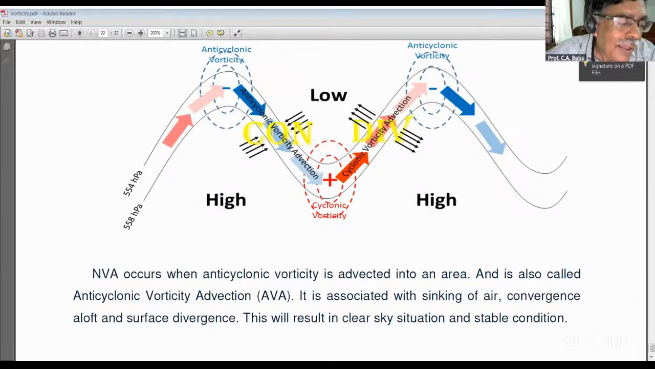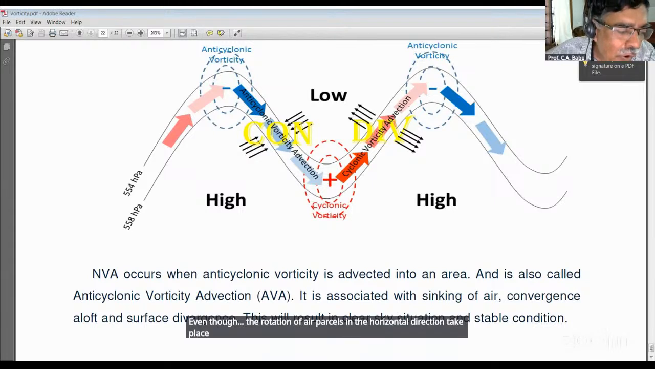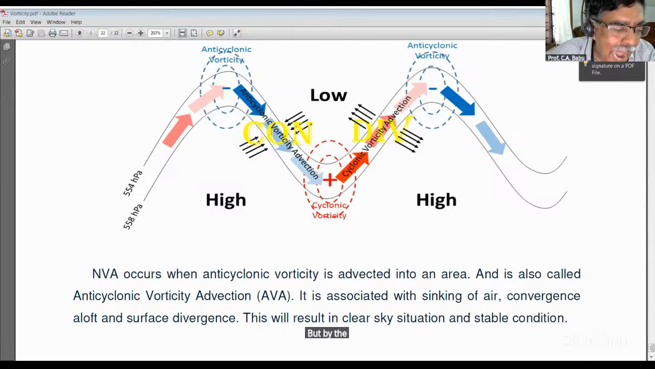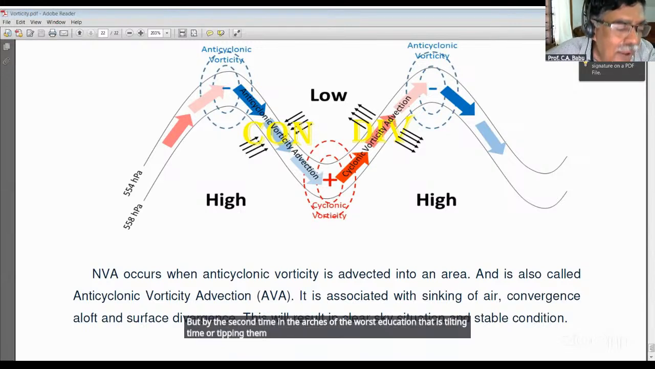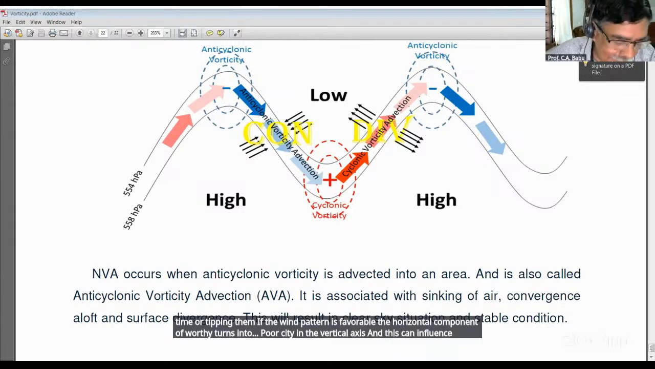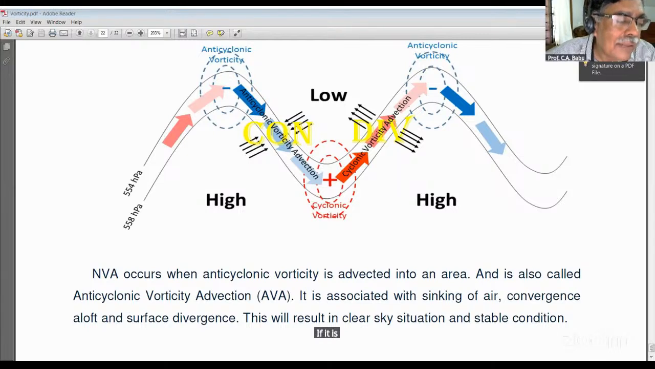Even though the rotation of air parcels in the horizontal direction takes place, they do not have direct influence on the weather processes, but by the second term in the RHS of the vorticity equation, that is tilting term or tipping term, if the wind pattern is favorable, the horizontal component of vorticity turns into vorticity in the vertical axis, and this can influence the weather processes if it is in the cyclonic direction.